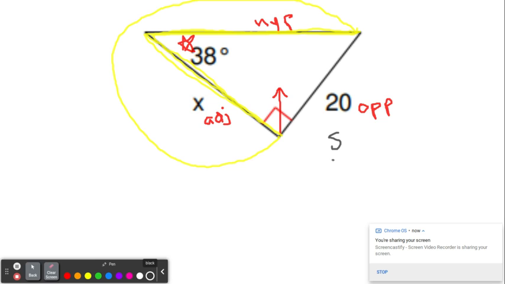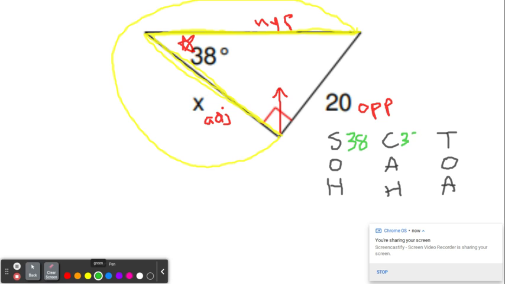So I'm going to come over here, SOHCAHTOA. I have the angle. The angle always goes with the name of the ratio because the ratio is based off the angle. So 38 goes with S, C, and T. I promise that's a 3.